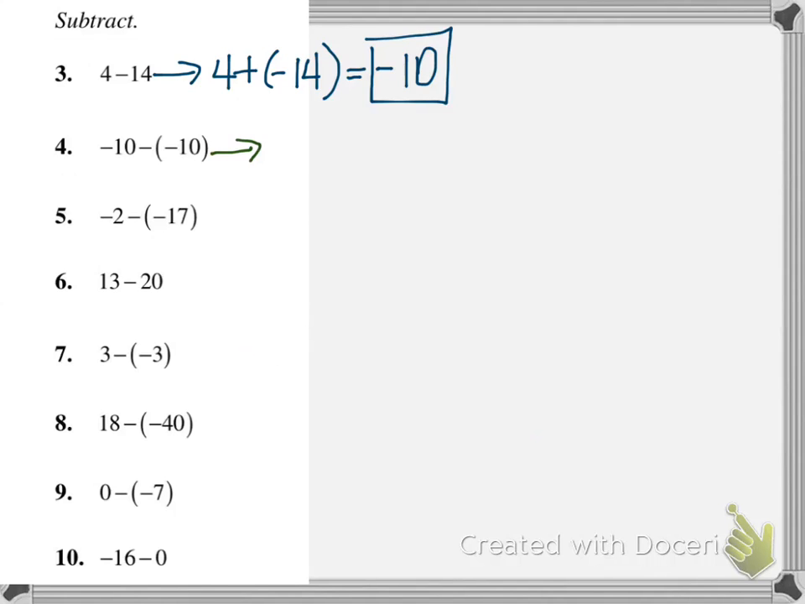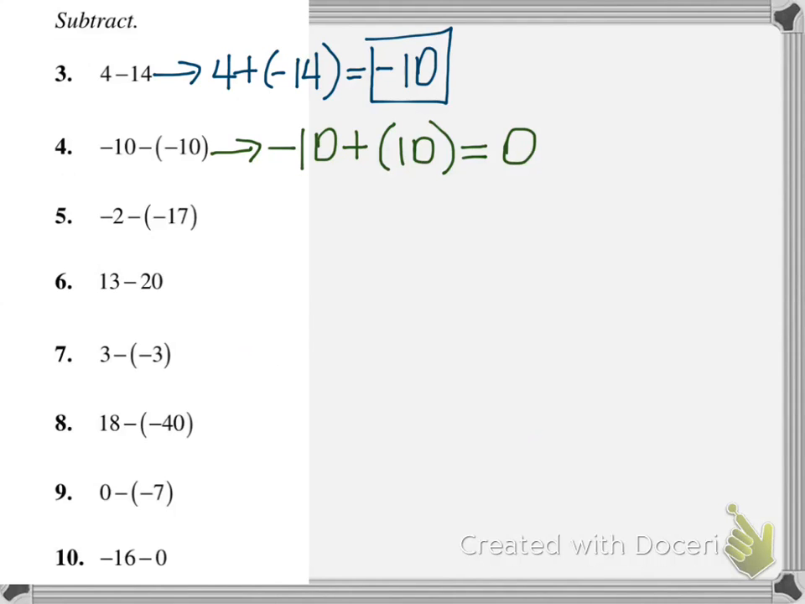Okay, let's look at this next one. Negative 10 minus negative 10. So that's going to be negative 10, and now add the opposite. So add the opposite of negative 10 is positive 10. So negative 10 plus 10, well, that actually ends up being 0.